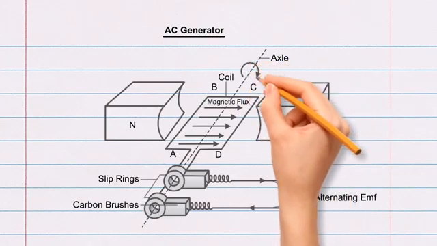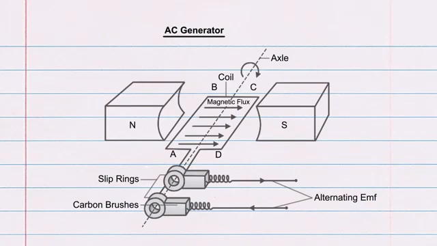Draw a circular rightward arrow at the starting of the dotted line, which represents coil rotation in clockwise direction. This completes the drawing of the AC generator diagram.